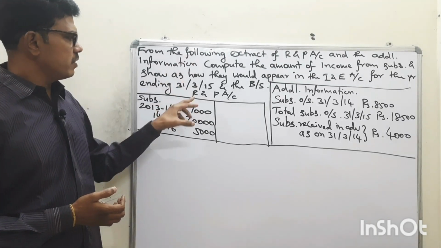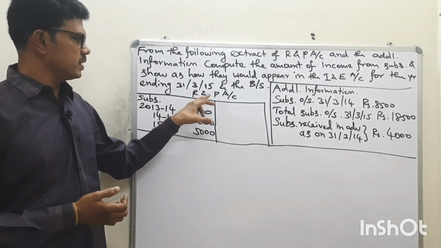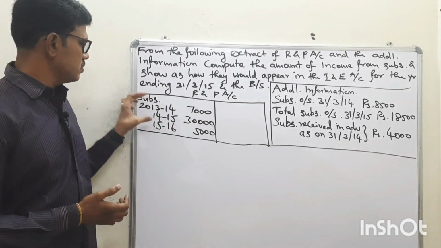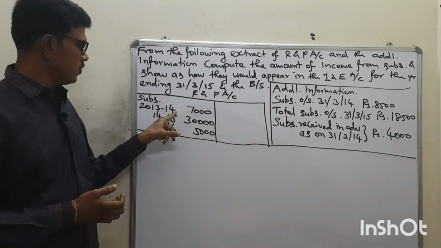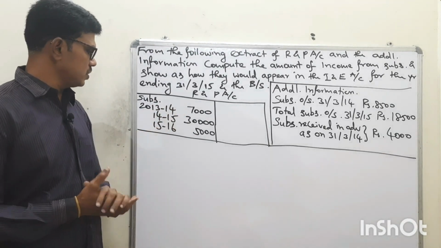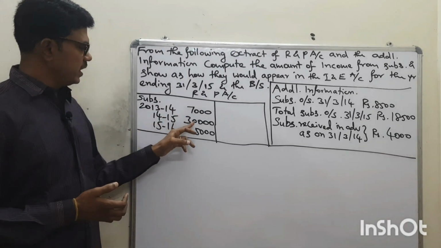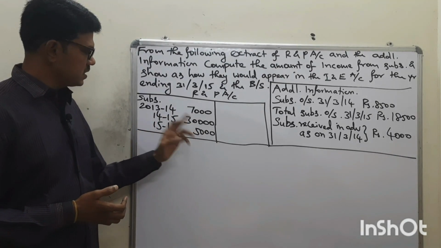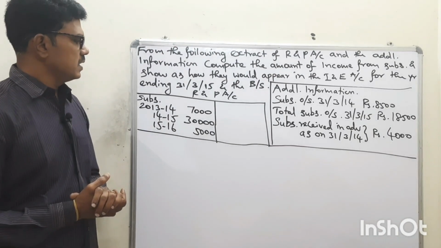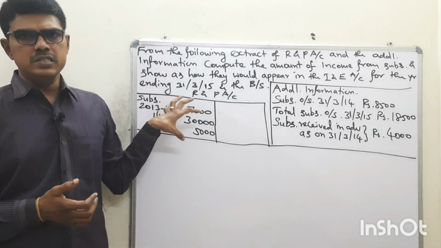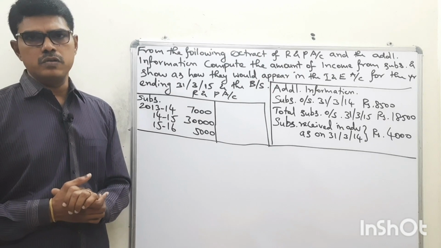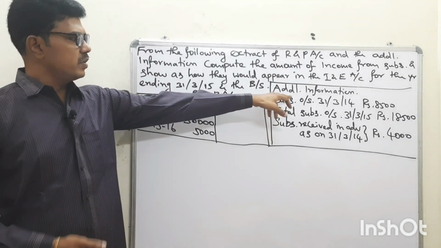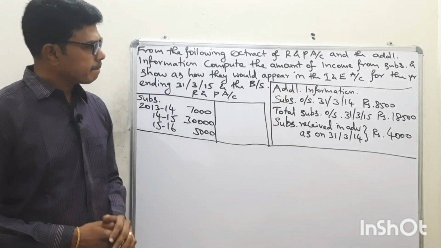Below that they have given some details of subscription from the receipts and payments account. Subscription received for the year 2013-14 is 7,000, for 2014-15 is 30,000, and for the year 2015-16 is 5,000. These are the particulars extracted from the receipts and payments account only for subscription.